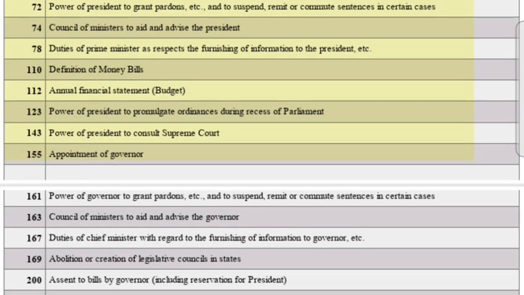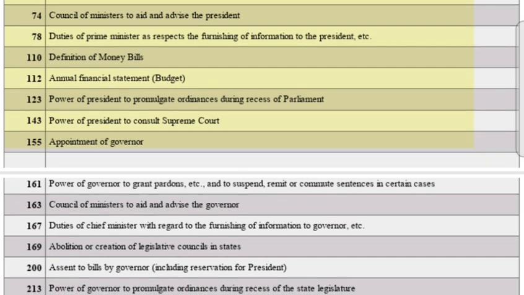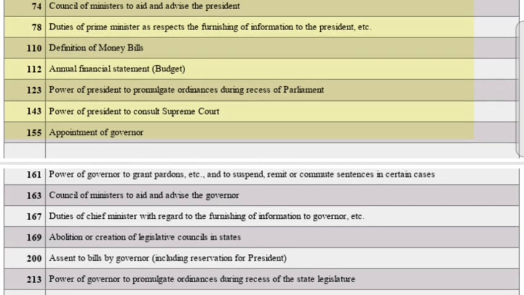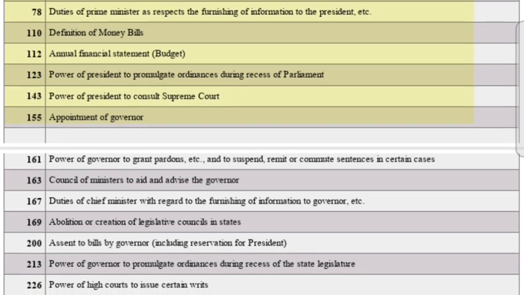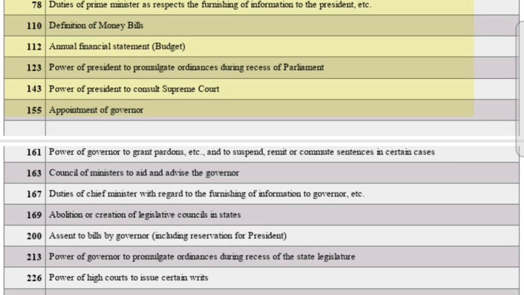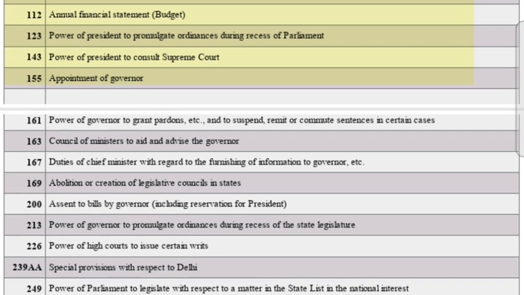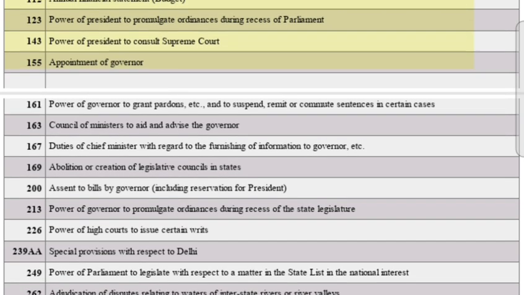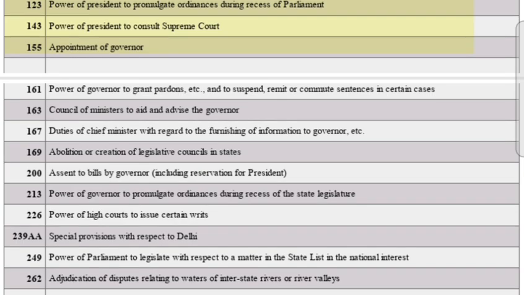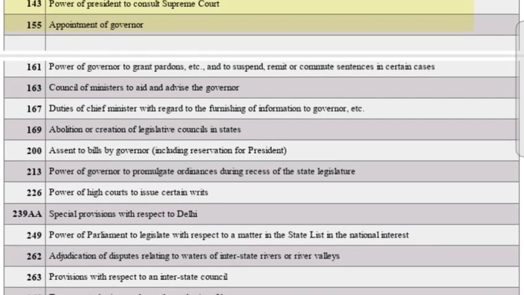78, Duties of Prime Minister as respects the furnishing of information to the President, etc. 110, Definition of money bills. 112, Annual Financial Statement, Budget. 123, Power of President to promulgate ordinances during recess of Parliament. 143, Power of President to consult Supreme Court. 155, Appointment of Governor.